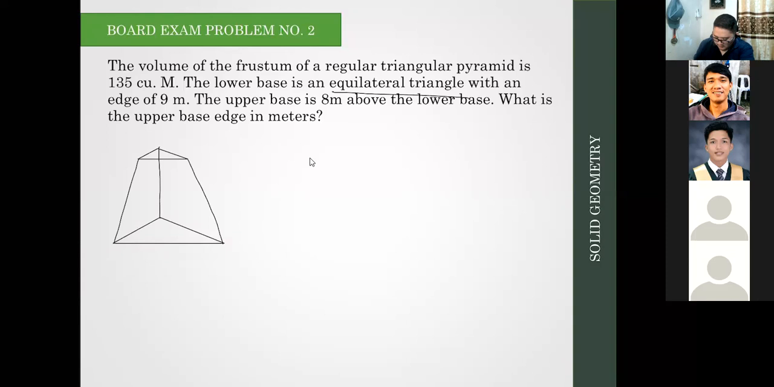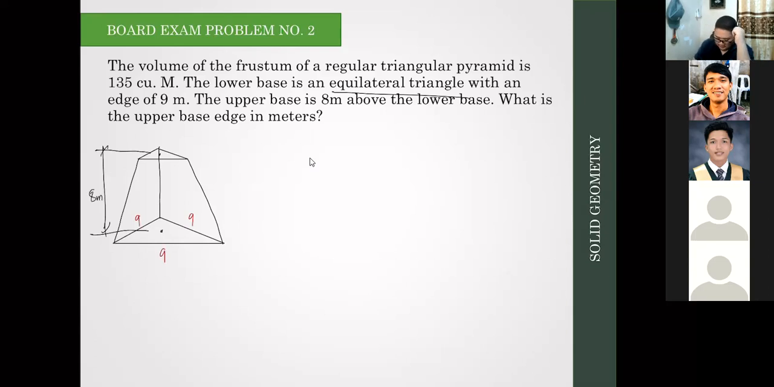Okay? So, pag equilateral triangle, ano natin? Ang guide natin, ibig sabihin, all sides natin are equal. So, nakalagay lower base is 9 daw yung sides natin, yung edges natin. Okay? And then, we have yung distance ng upper base to the lower base. Okay, distance nila with each other. That is 8 meters. Okay?